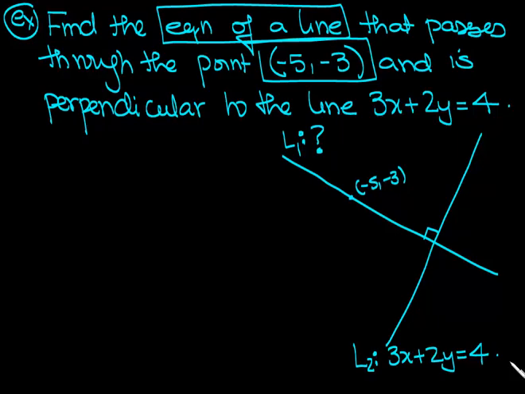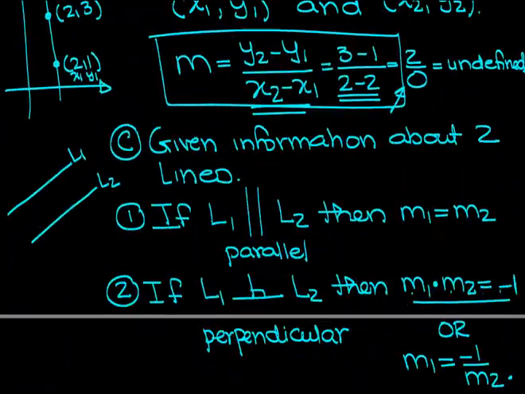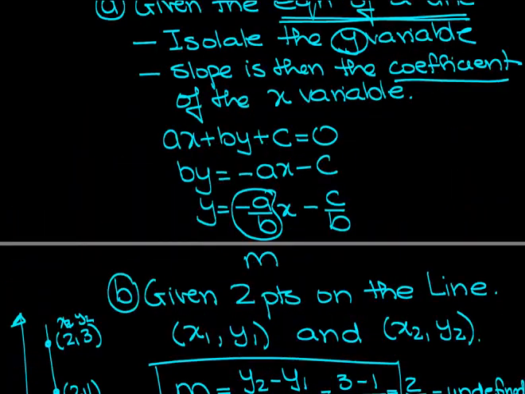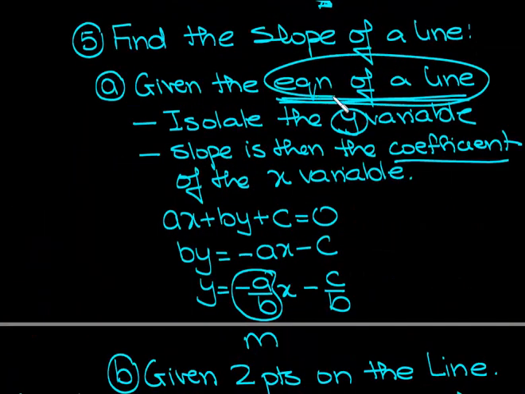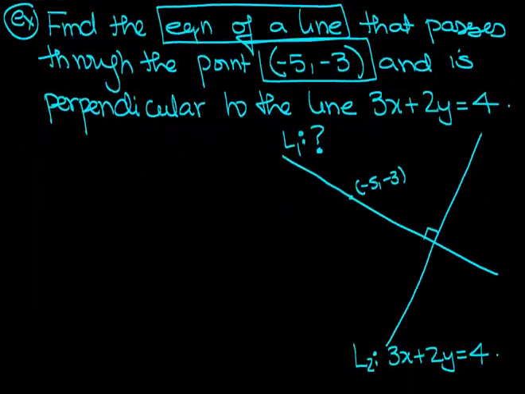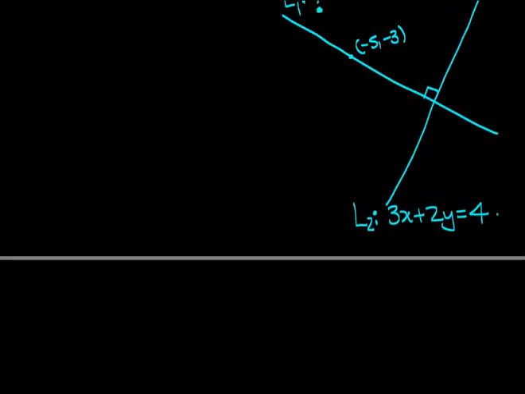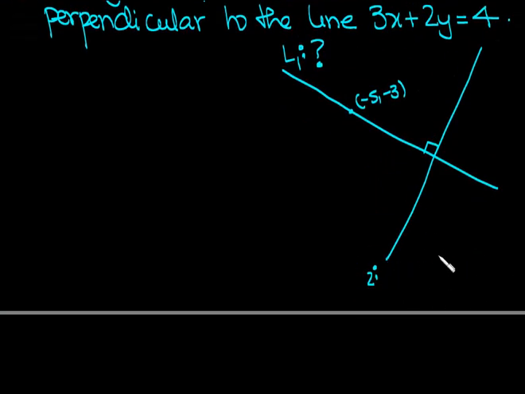So the first thing I'm going to do is find the slope of the second line, which is easy because if you're given, again going back to our slope stuff, if you're given the equation of a line, we can easily find the slope by isolating y, and the coefficient of x is your slope. So let's do that. So what I'm going to do here is I'm going to just isolate y. I'm going to just shorten this line a little bit.